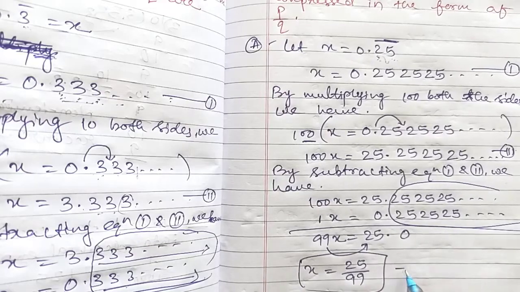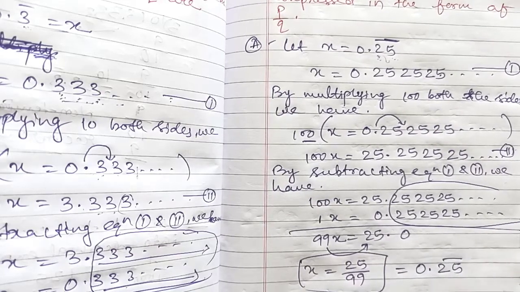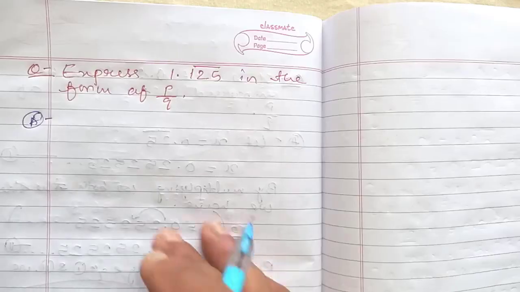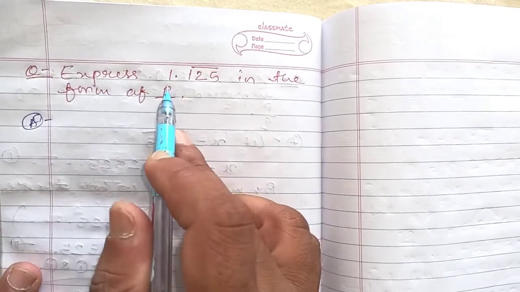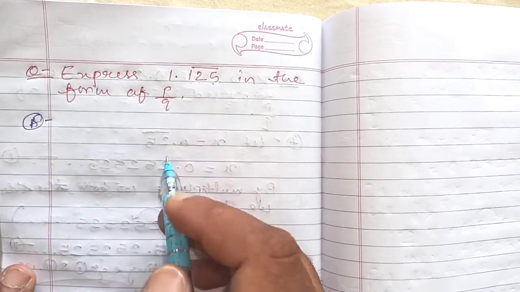This is your answer, the decimal expansion of 0.25 bar. Okay, another example we will see. Here I have given: express 1.125, with 125 under the bar, in the form of p by q.